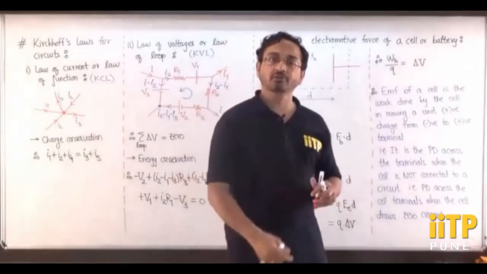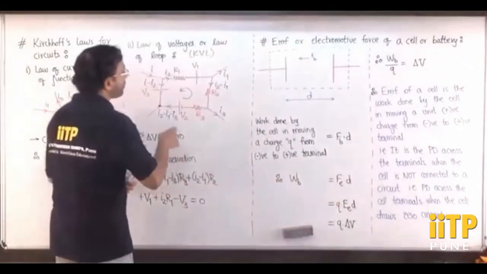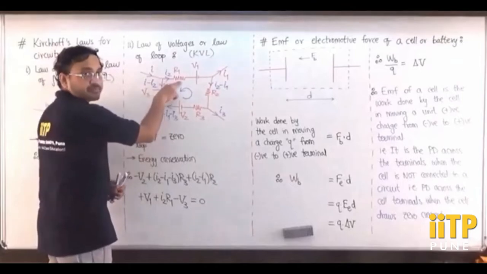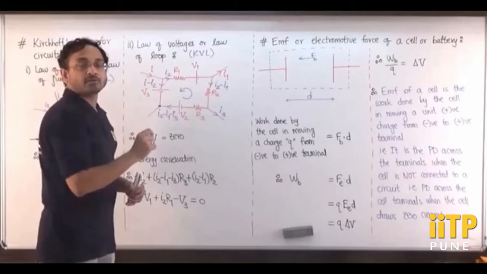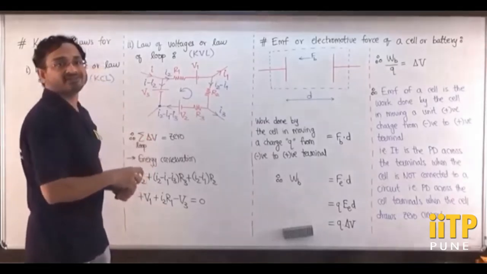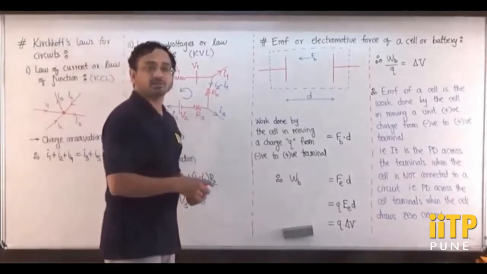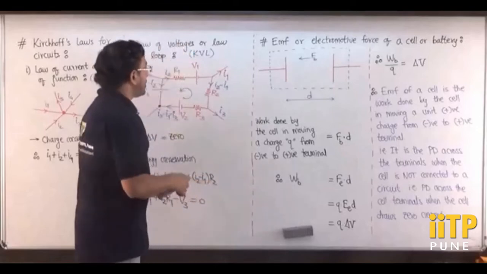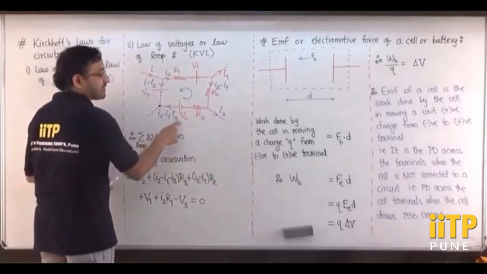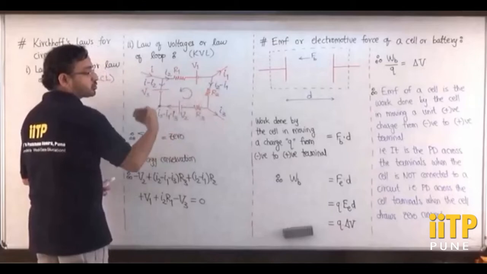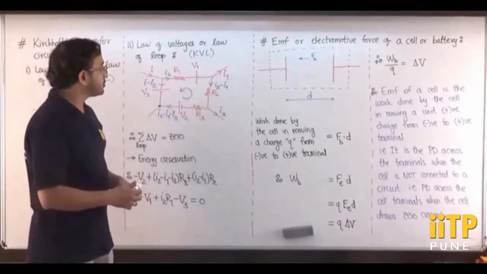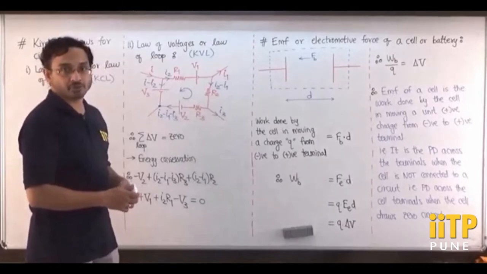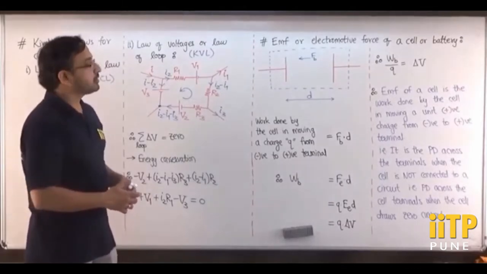Just to repeat the sign convention, whenever we go over a resistor, if we are going in the direction of current, then the voltage or the potential difference across that resistor is considered negative. When we go over a cell from the negative terminal to the positive terminal, then the voltage across the cell is taken as positive, and vice versa.